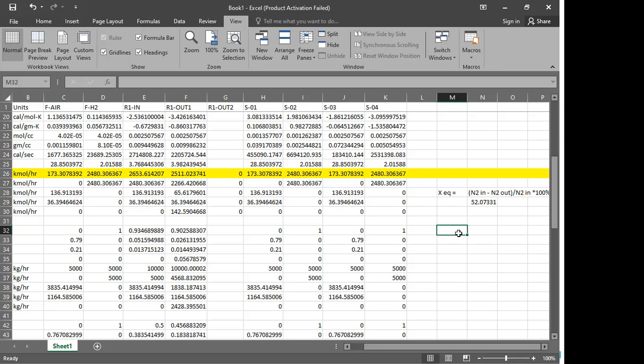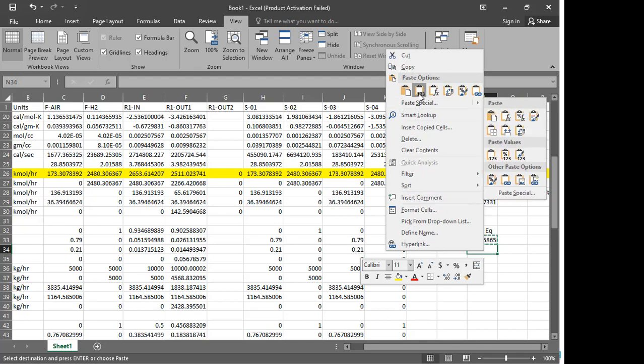And the next question is, what if I want to simulate with the nitrogen conversion of 0.8 times the equilibrium conversion? It means that the conversion of nitrogen will be 0.8 times the equilibrium conversion. So you can just multiply this value by 0.8. You will get 41. You can copy and paste the value in here.